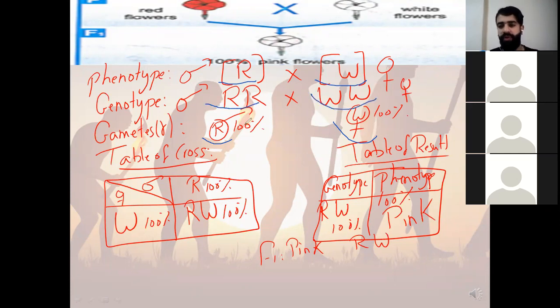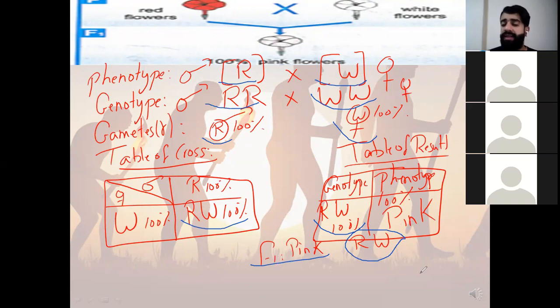Gametes, as I said before, you can put R 50% with R 50%, and you can make the table larger and waste time. Instead of this, you write immediately R, it's 100%, and W, it's 100%. Table of cross, R and W. RW will give the pink. So RW, from now on in this exercise, is the genotype of the pink flowers. So 100% have pink. In the F1, all of them are pink, having genotype R capital W capital. This is the first part.